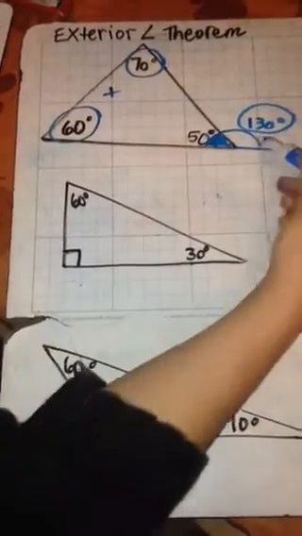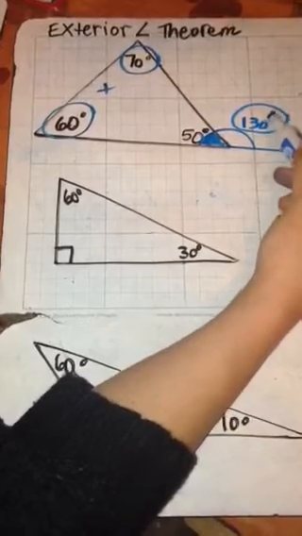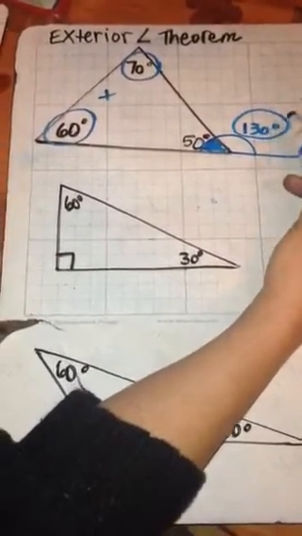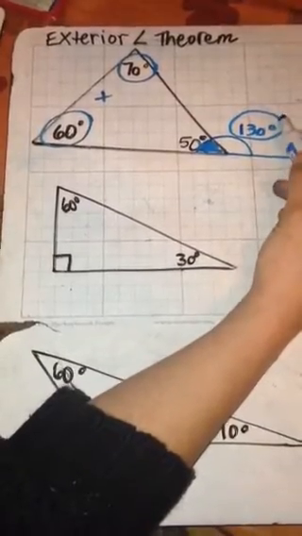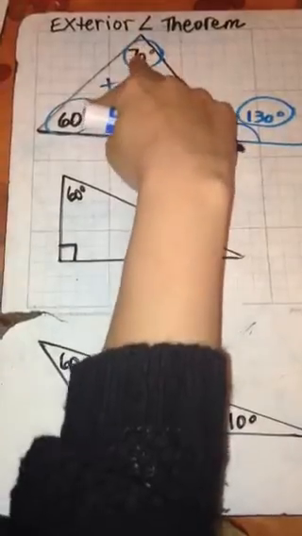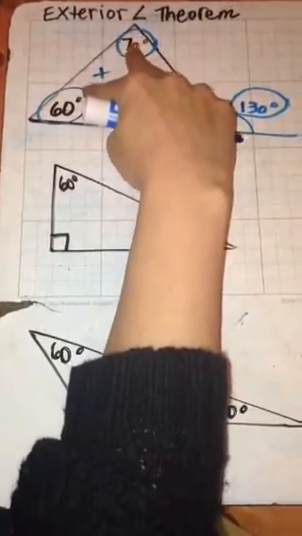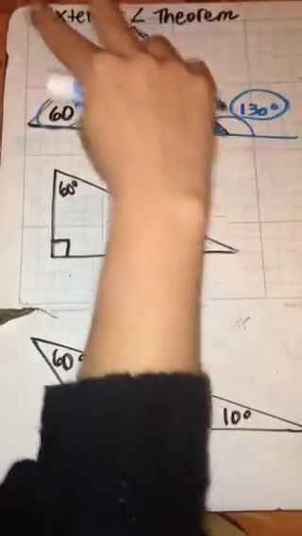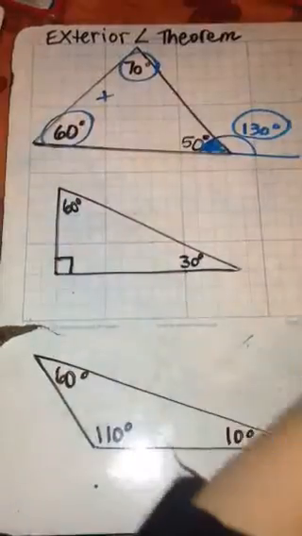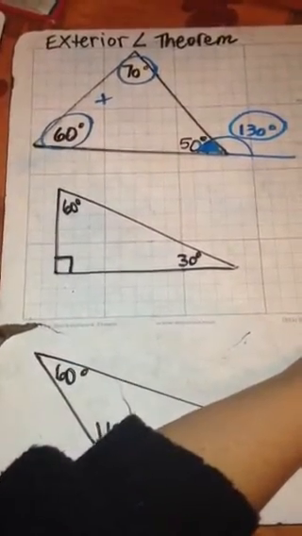So the exterior angle theorem says that the exterior angle of any triangle will always equal the sum of the two remote interior angles. So a remote island is an island that's far away, not remote like remote control, but a remote island is an island that's far away, if you've never heard of that. So I'm going to say the theorem one more time.